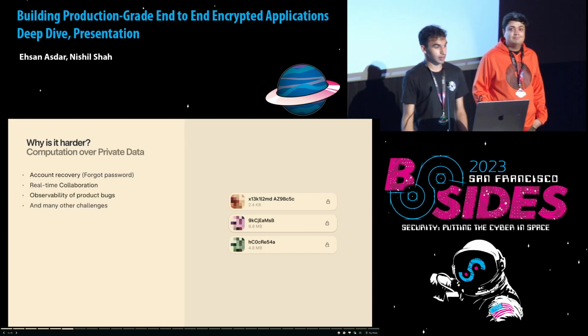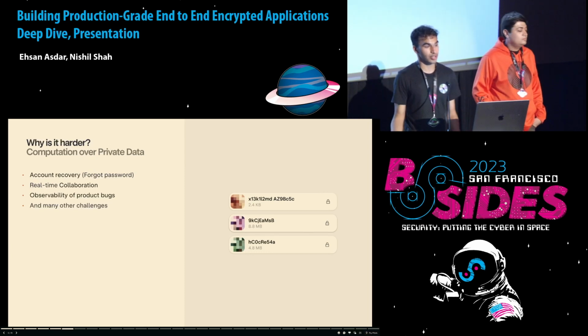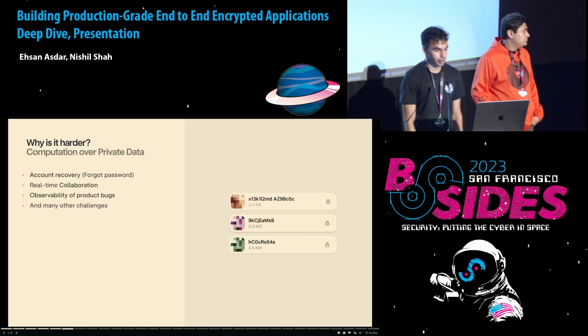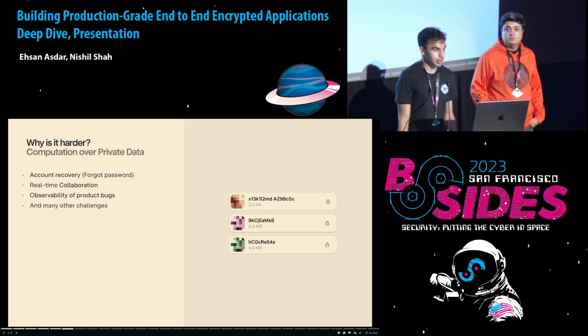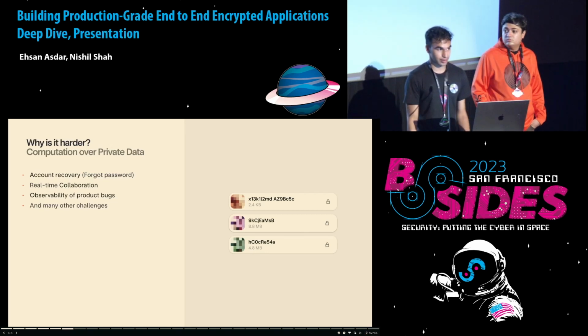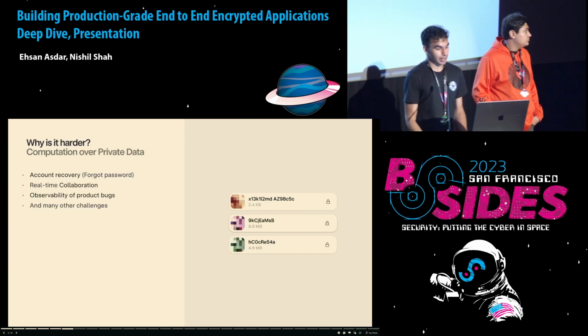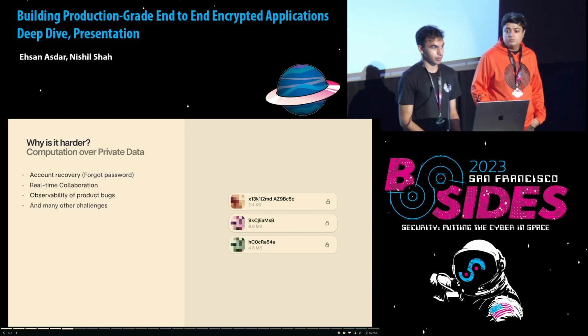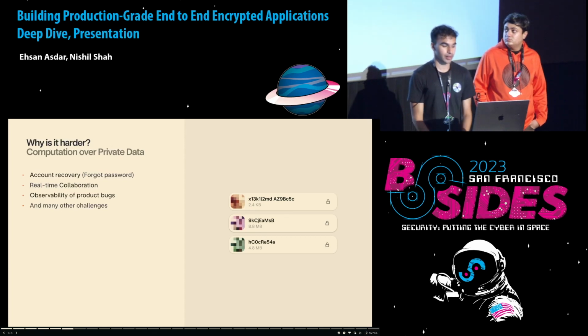Let's take account recovery, right? Let's say a user forgets their password and is trying to log into their account. In a normal traditional application, you may just need to verify their identity, verify their email address in some way, and then you can just reset their password and give them access to the account. But in an end-to-end encrypted model, that becomes a lot harder because we also have to help the user recover their keys, but we don't actually have access to that key as the service provider.